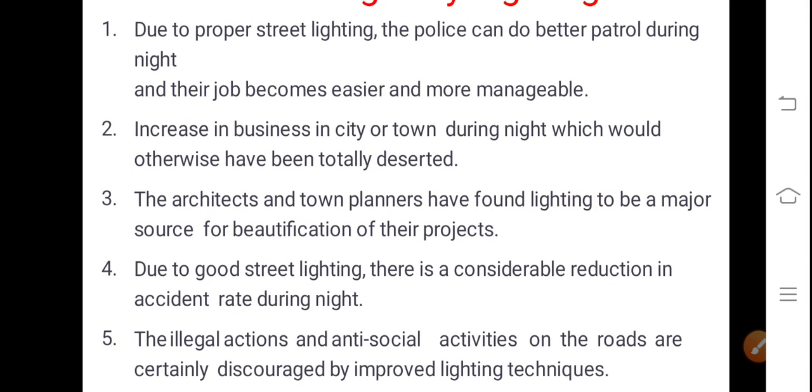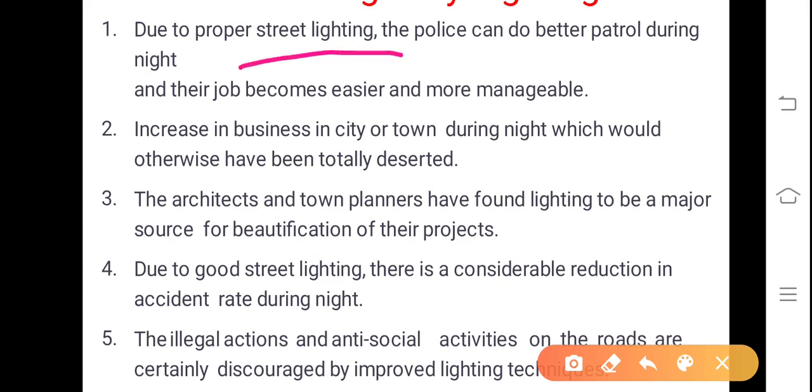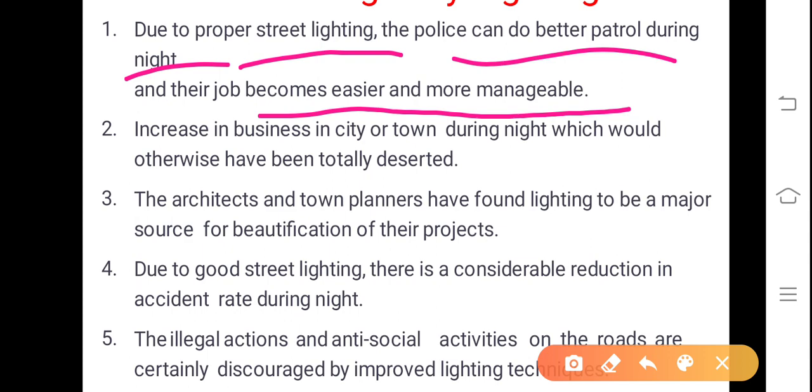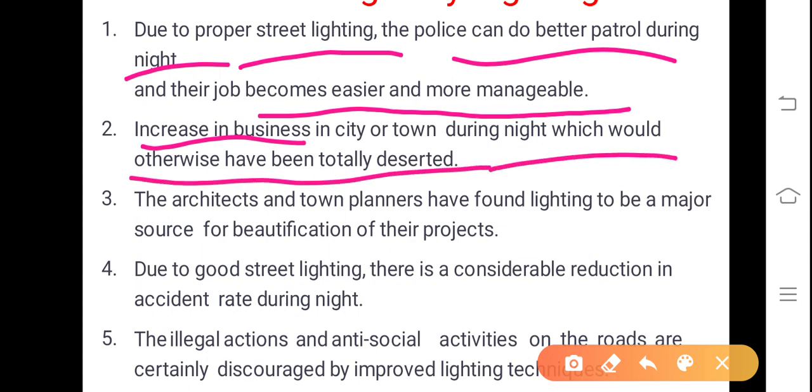Benefits of highway lighting. There are so many benefits without which traffic cannot move on roads. Due to proper street lighting, the police can do better patrol during night time, and their job becomes easier and more manageable. Second benefit, increase in business in a city or town during night, which would otherwise have been totally deserted. If there is no provision of light, then business will shut down. That means the benefit of provision of lighting is that business will increase.